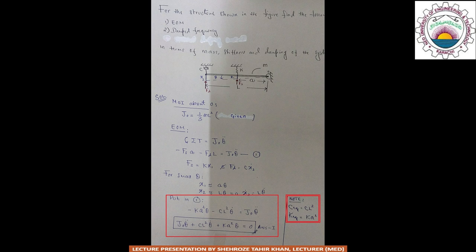Now in the second step, we will find the damped frequency of the given system as required in the question. We know that for a single degree of freedom damped vibration system, the damped frequency, omega d, is equal to omega n into under root 1 minus zeta square, where omega n is the natural frequency of the system and it is always higher than the damped frequency, while zeta is the damping ratio.